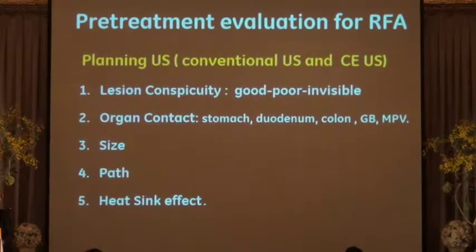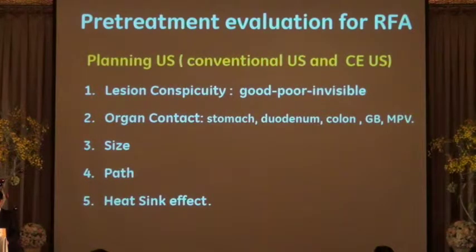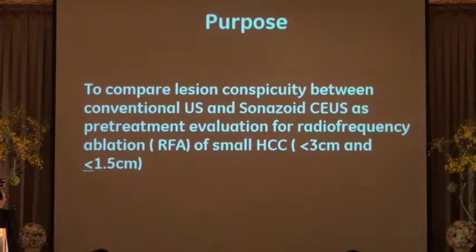When physicians consult about percutaneous US-guided RFA of small HCC with the ablation list, first we perform US as pre-treatment evaluation of the tumor in order to assess lesion conspicuity, organ contact, size, texture, and distinct effect. Lesion conspicuity is a very important factor in order to place the electrode in the center of the tumor accurately. The purpose of this study was to compare lesion conspicuity between conventional US and Sonazoid CEUS.